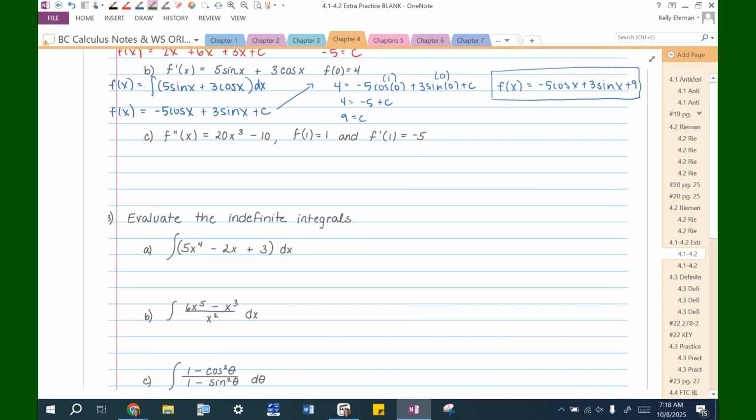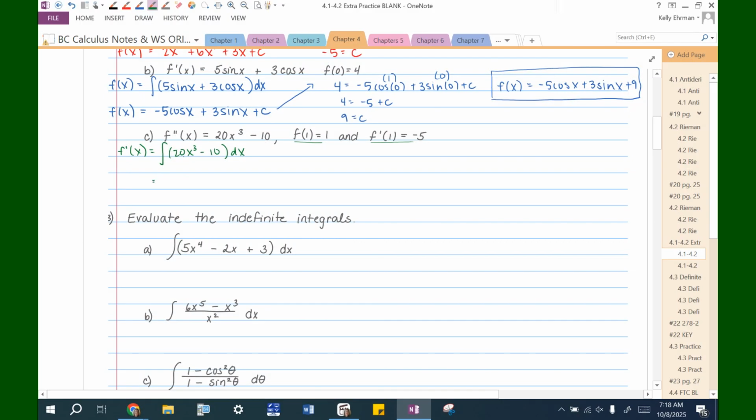So just be on the lookout for that. All right, and then this third example gives me the second derivative, and I have information about both the original f of x and f prime. So if I have the second derivative, I have to find the first derivative equation first. That would be the general solution to the second derivative equation. So we have to take it one step at a time.